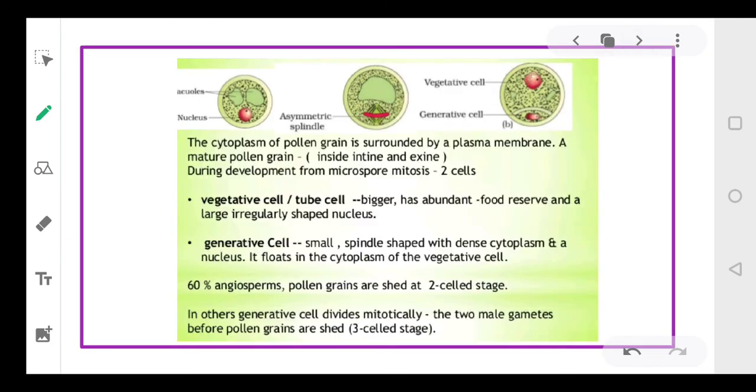Now coming to the next thing that we have to talk about, let's look at the structure of the pollen grain. Let's start from here. The cytoplasm of the pollen grain is surrounded by a plasma membrane. So the outermost layer is called the plasma membrane. Okay, and then inside it has exine and intine.